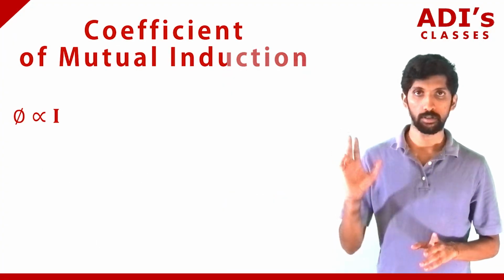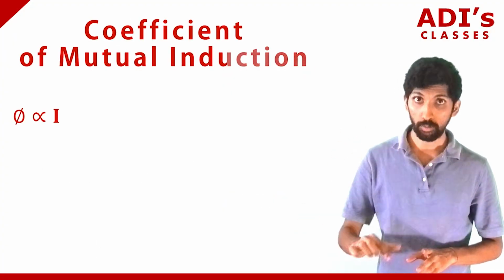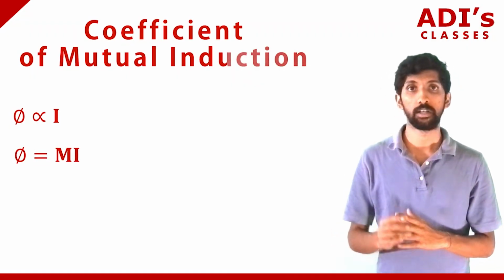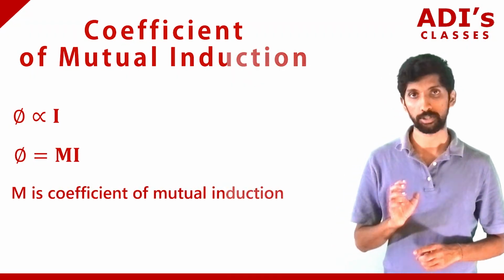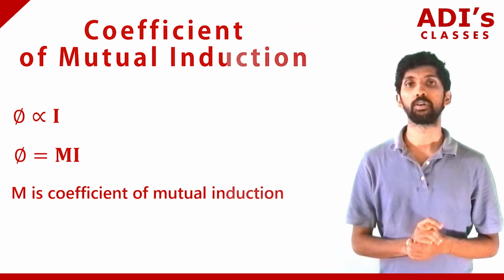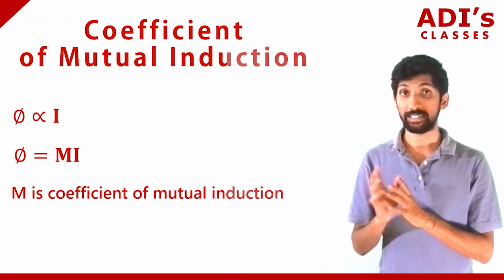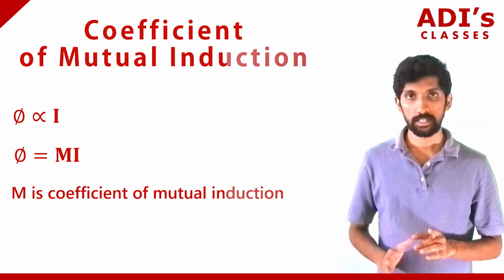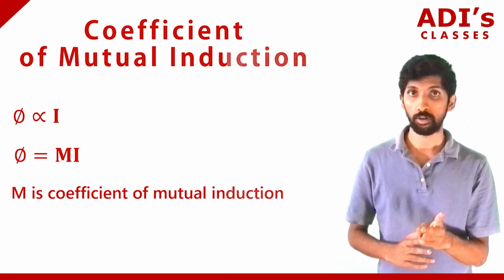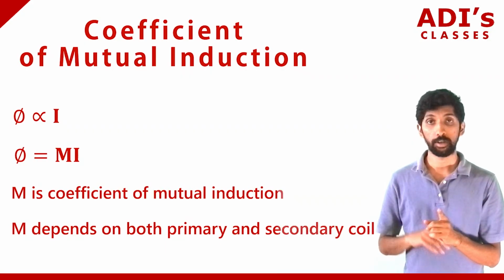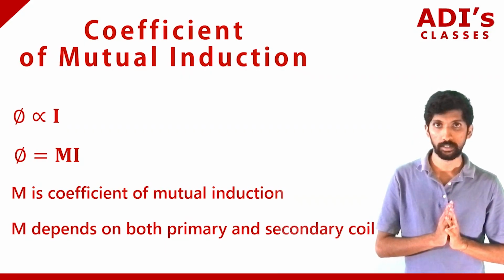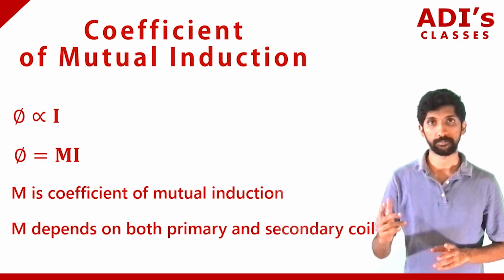Okay, so you have phi is equal to M into I, where M is what we call as the coefficient of mutual induction. Now remember, very important point here is M depends on both the coils. It's not just one coil, because here there are two coils which are acting in the particular circuit, right? So primary and the secondary.